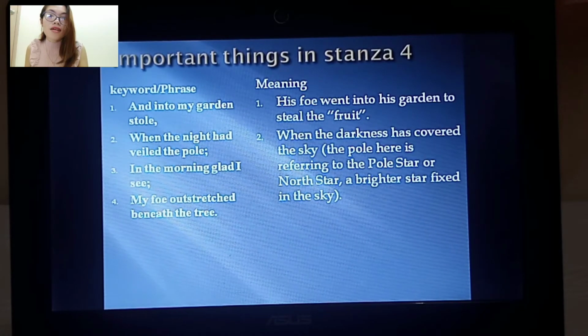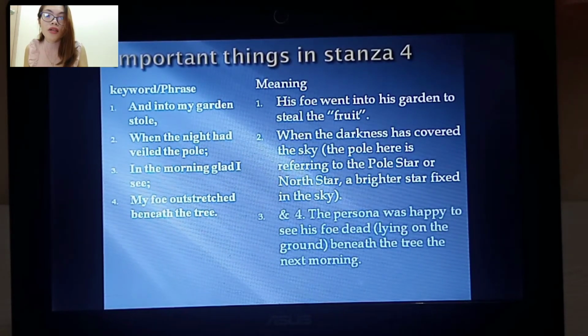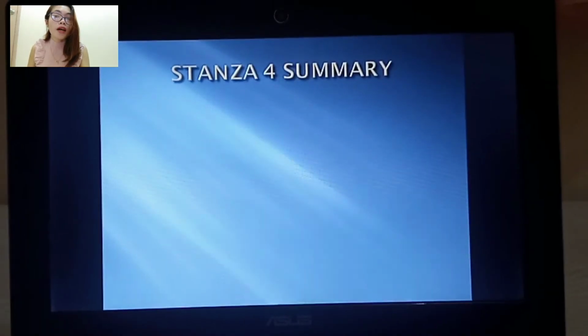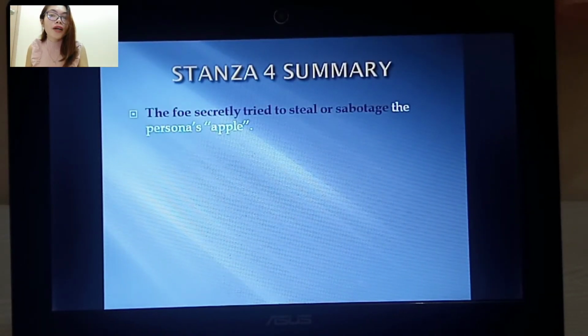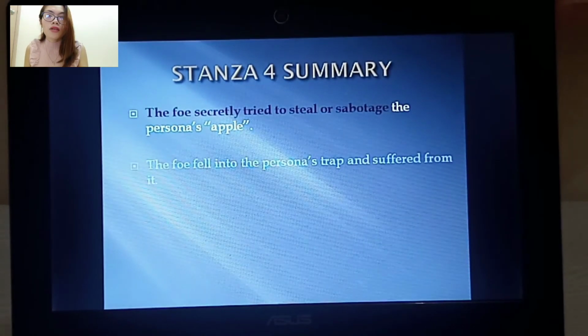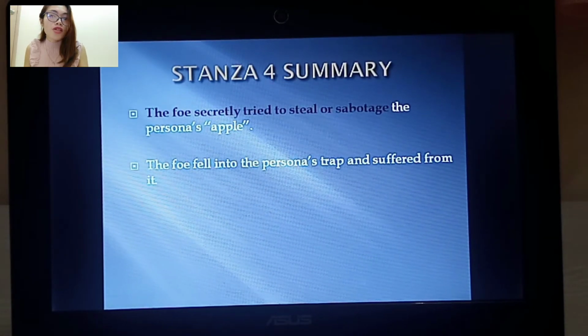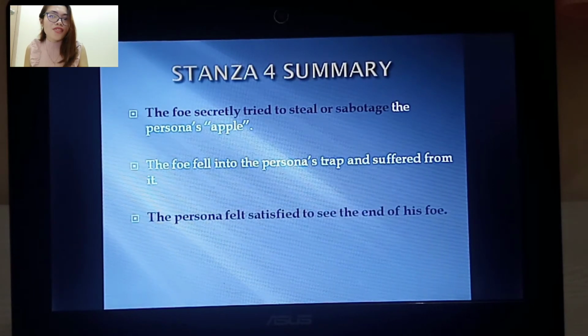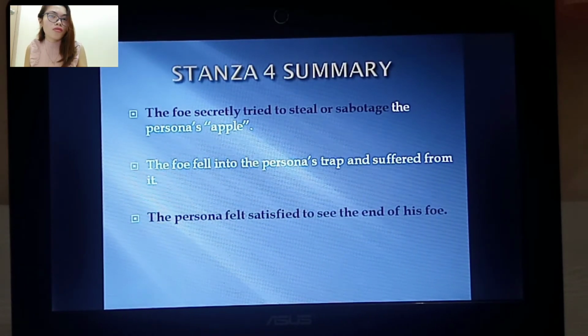"In the morning glad I see, my foe outstretched beneath the tree." Here, in the third and fourth lines, the persona was happy to see his foe dead, lying on the ground beneath the tree the next morning. So, to sum it up, the foe secretly tried to steal the persona's apple. The foe fell into the persona's trap and suffered from it. The persona felt satisfied to see the end of his foe.